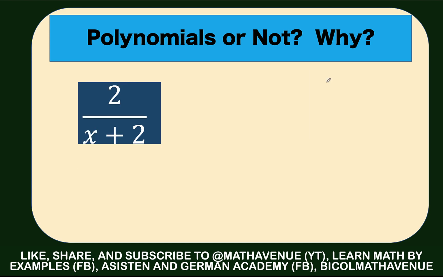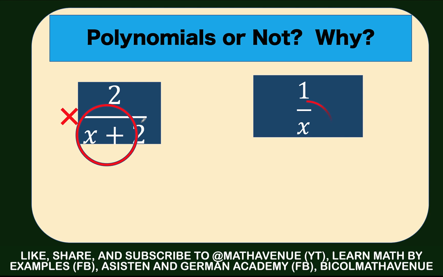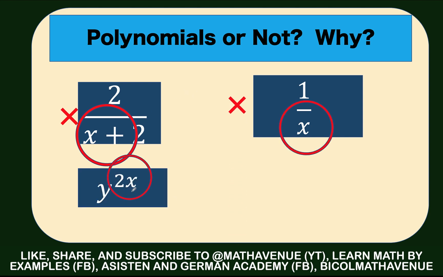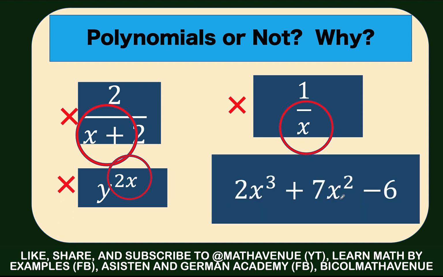So 2 over x plus 2, is this a polynomial or not? The answer is no because the variable x is in the denominator and that's a violation of the third test that we specified about how to know whether something is a polynomial or not. 1 over x is also not a polynomial because there is a division by a variable. Y raised to 2x is also not a polynomial because the exponent contains variables. 2x cubed plus 7x squared minus 6 is a polynomial because x cubed does not violate the tests. X squared also does not violate those three tests, and therefore this is a polynomial.